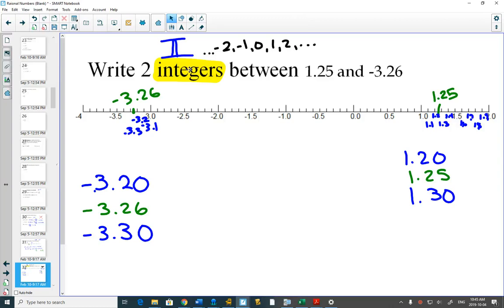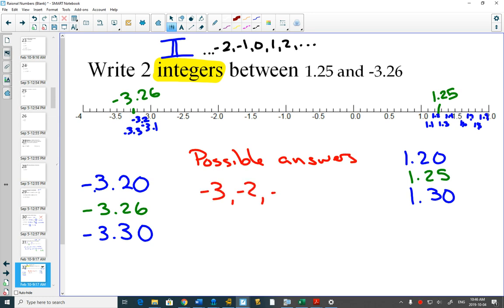This question said we need to have two integers between here and here. So our possible answers, you could have -3, -2, -1, 0, or 1. And you would just have to pick any two of those to be right. But if you pick -4, it's too far this way. And if you pick +2, it's too far this way. You're just looking for numbers in between. So that worksheet that I gave you gets you to practice that. Sometimes it says rational numbers, sometimes it says integers. So we have to read our questions carefully.